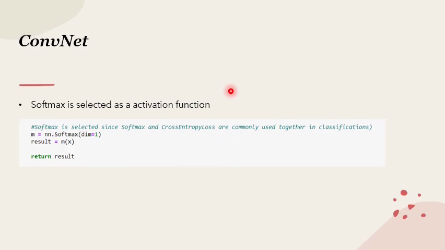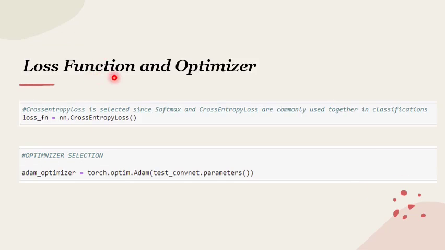For the activation function, softmax is selected because softmax and the cross-entropy loss function are commonly used in classification, and our project is about classifying dog and cat images. As an optimizer, we use Adam because it's very standard and it works very well.